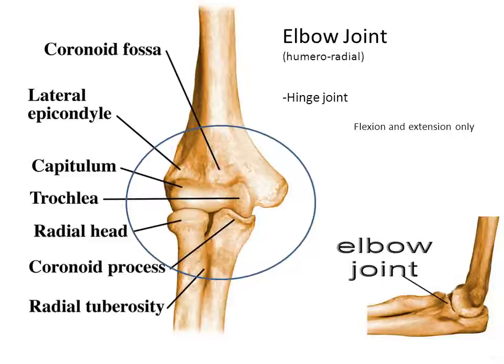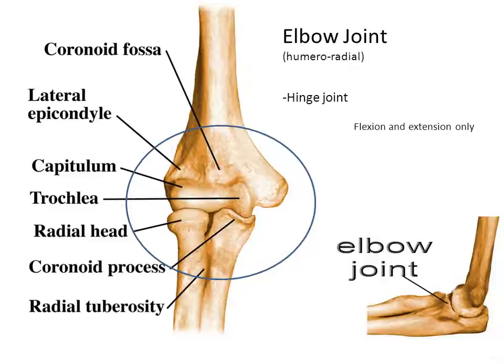The only movement permitted in the elbow is flexion and extension. The bony articulation severely restricts lateral movement. In other words, the way this joint is shaped, it doesn't allow side-to-side movement, only flexion and extension.